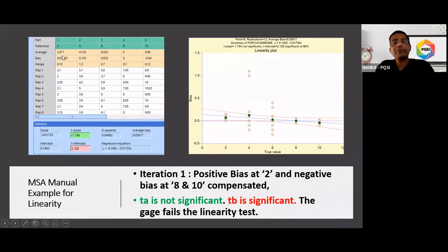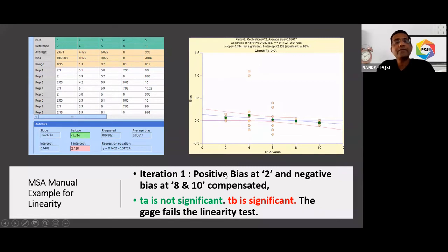Okay, it was from 0.4 in the earlier stage to 0.07. Similarly, at 10 millimeters or 10 kg or 10 units, whatever it is, they've reduced the negative bias, the impact, the amplitude is reduced. So the positive bias at 2 units and the negative bias at probably 8 and 10 units were compensated.